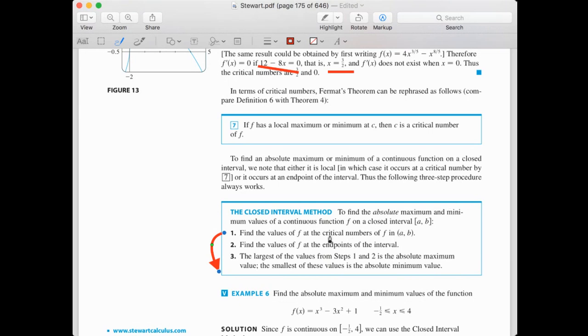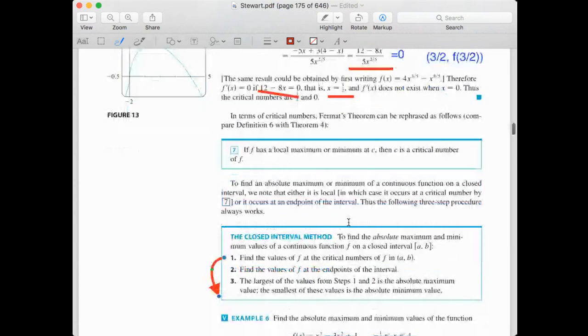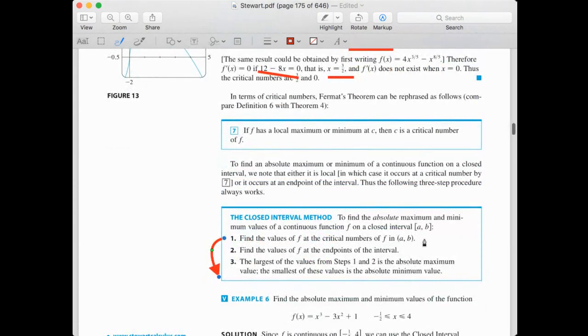Then we find the value of f at those critical numbers, just like this, where the critical number is 3 over 2. Then we want to evaluate the function value at 3 over 2. So get f of 3 over 2, right? We can plug into the function and get the y value. So the first step is getting the y values at the critical numbers.